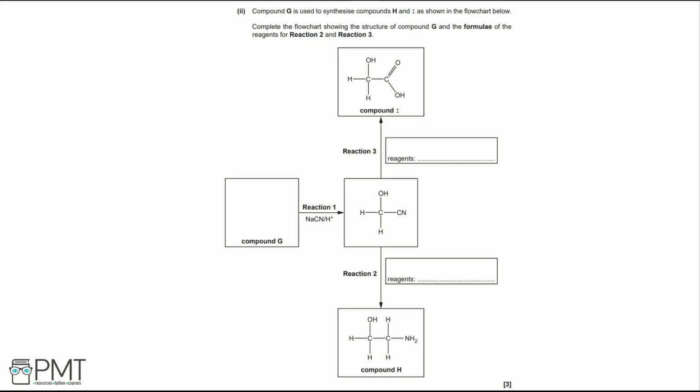Part 2. Compound G is used to synthesize compounds H and I, as shown in the flowchart below. Complete the flowchart showing the structure of compound G and the formulae of the reagents for reaction 2 and 3.